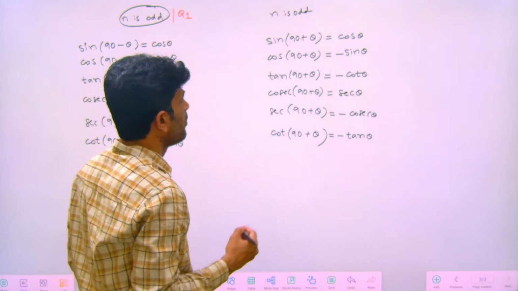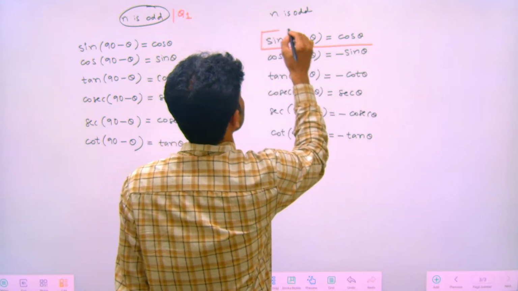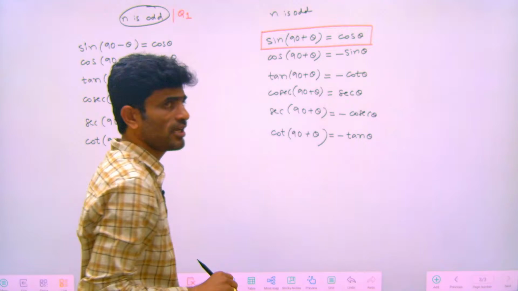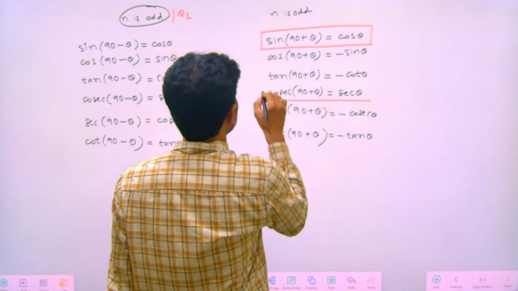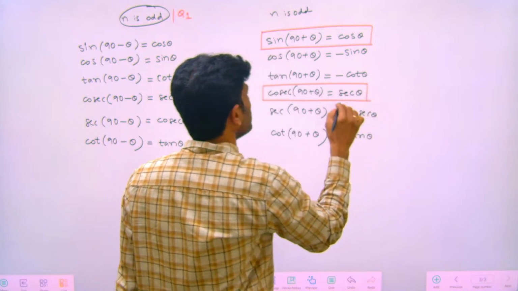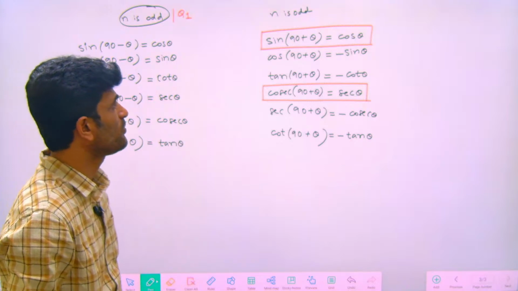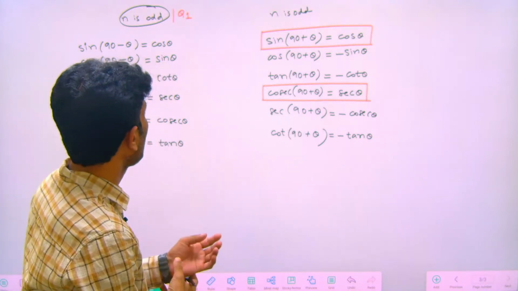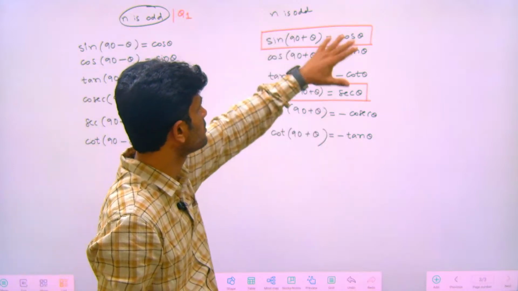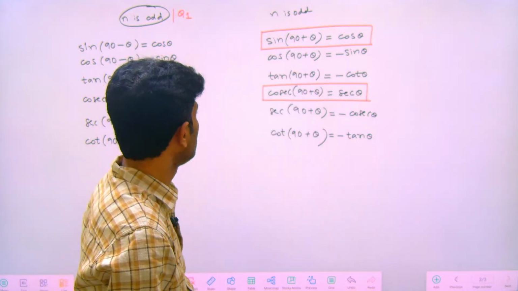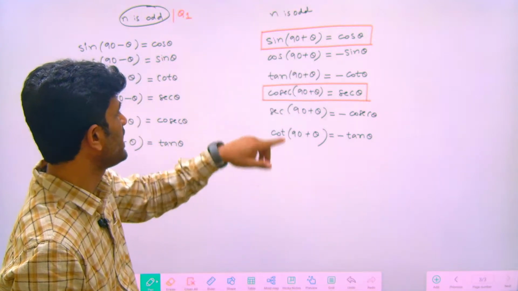So what are positive in the second quadrant? Sin theta, so sin 90 plus theta is plus cos theta, and one more, cosec 90 plus theta is plus secant theta, but the remaining all are negative. I will tell you later how these will be useful, but I am telling you how to identify. In the first quadrant all are positive, but in the second quadrant like this. Now let us see one more. I told 90 minus, 90 plus.